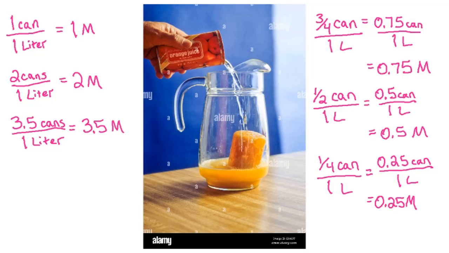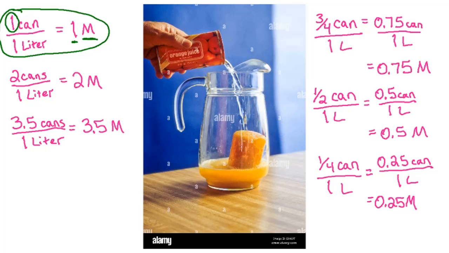So, as you can see, 1 can of frozen orange juice concentrate in 1 liter of water equals a molarity of 1. And molarity is represented by a capital M. So you just put the number, in this case the number 1, and then a capital M after it. And that means a molarity of 1. And it's a molarity of 1 because there is 1 can in 1 liter of water.